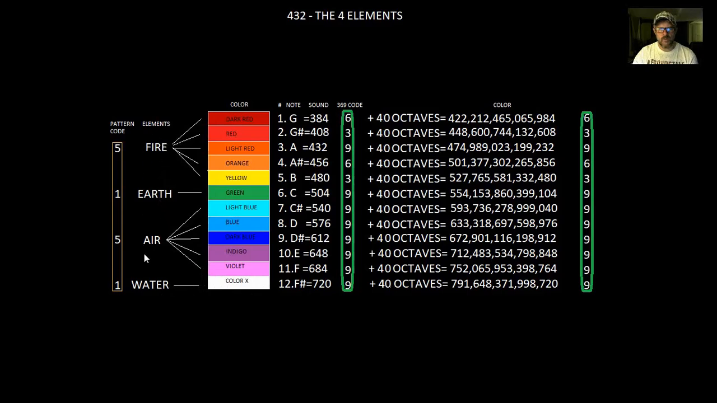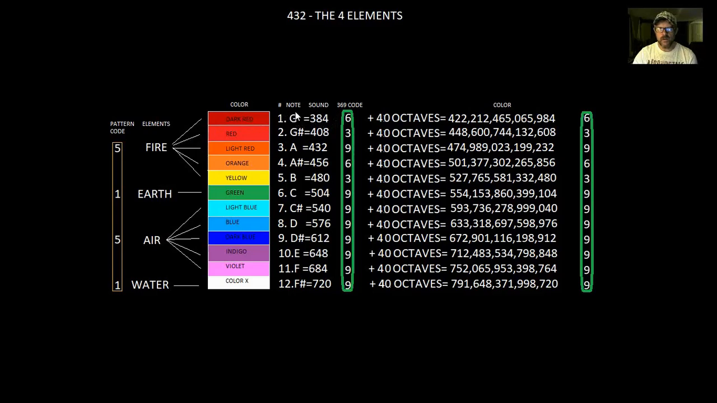So we've got our 4 elements right here, and now they are all attached to colors. And what that means is, if they're all attached to colors, that means they're attached to a frequency. So now you can take all of these frequencies and attach them to fire, earth, air, and water. And it doesn't stop there. Now you can attach them to a tone, to the sound spectrum tone.